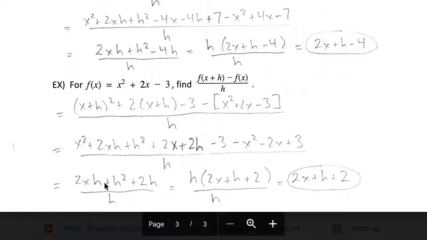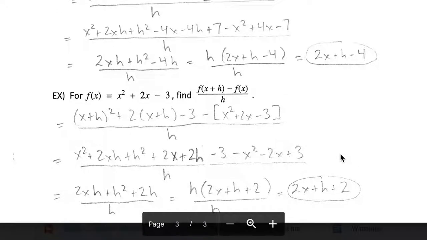Factoring it out from the first term leaves behind 2x. Factoring it out from the second term leaves behind h. And factoring it out from that third term leaves behind 2. Cancel your h's now and rewrite the leftovers for your final answer. 2x plus h plus 2 or 2x plus 2 plus h.